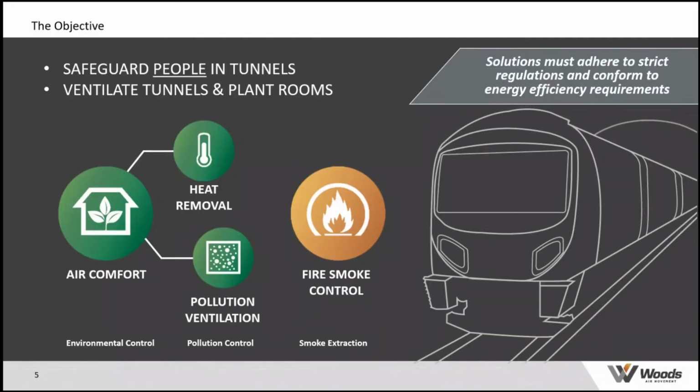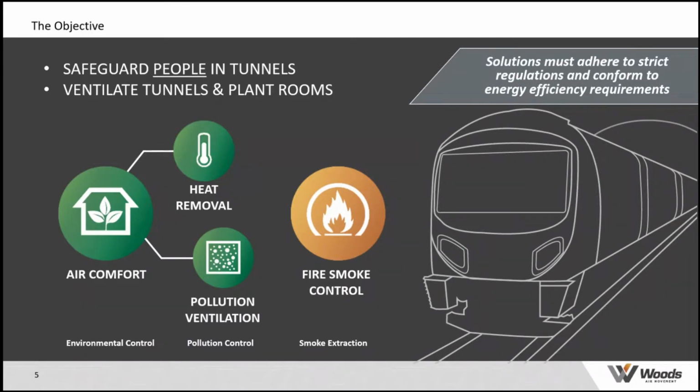Why do we ventilate? There's two primary requirements, and it's what we would say is air comfort and smoke extraction. Depending on the particular project, those requirements are slightly different. So for most metro projects, it's about heat removal because there's a build-up of heat underground, and the fans need to be used in a fire situation to remove smoke.